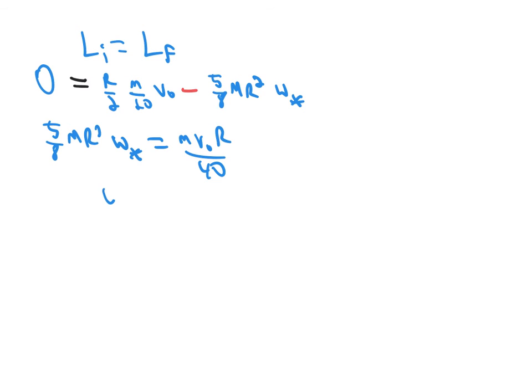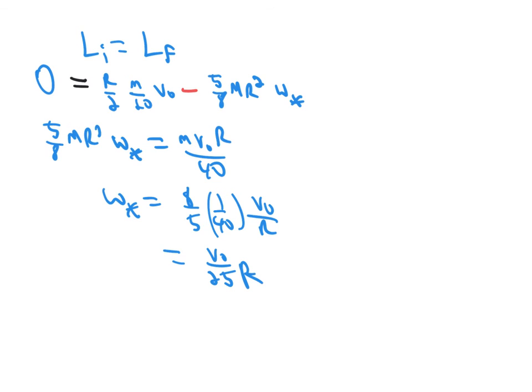So omega star is going to be 8/5 of 1/40 v0, which is v0 over 25. Oh, and there's an r lying around here, so let's bring that. And of course, 1/25 is less than 1/20, so omega is smaller.